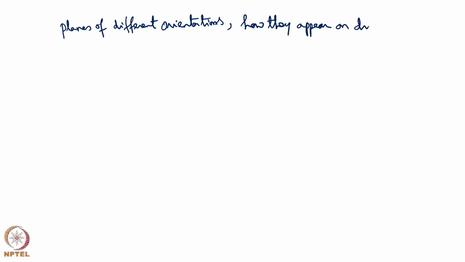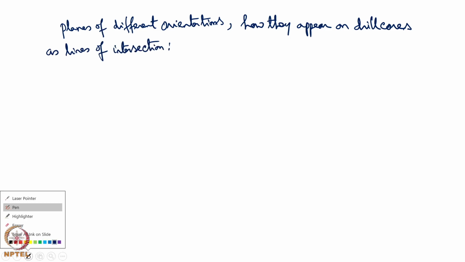We are going to take now planes of different orientations and how they appear on drill cores as lines of intersection. So far I am talking only as planes. Nowhere I have mentioned what kind of plane it is. It can be any geological plane.